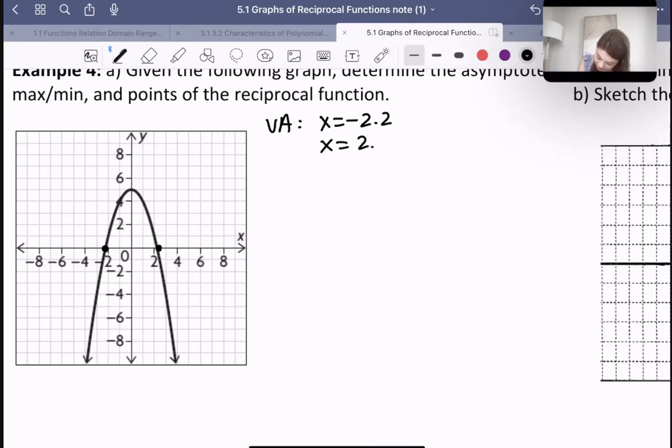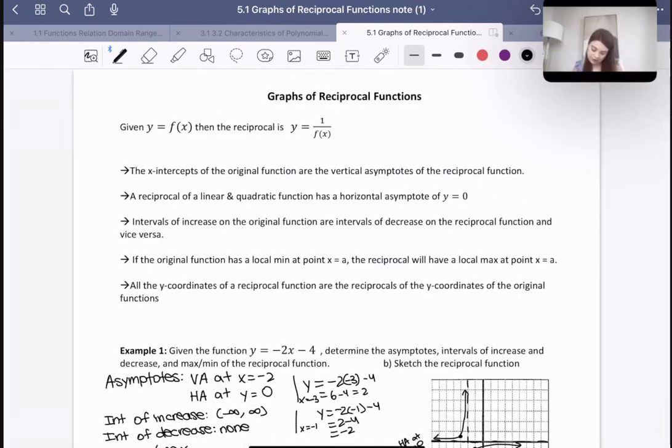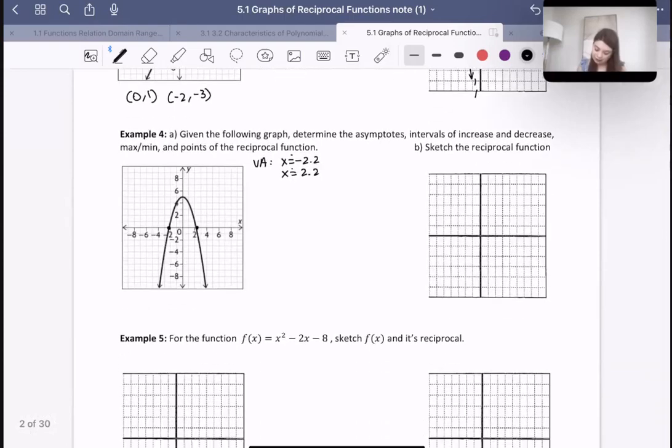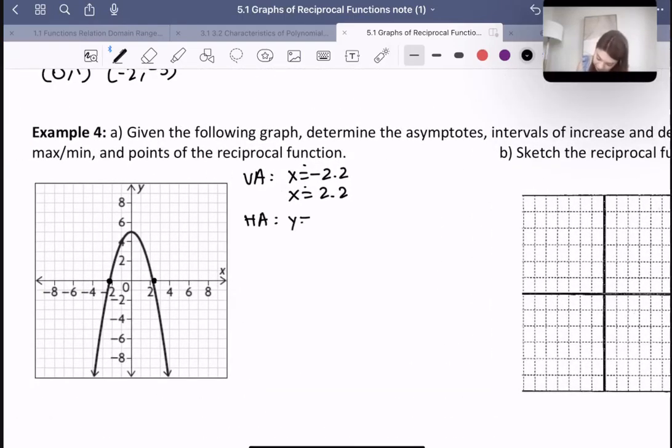My apologies. Okay, so the next point over here says a reciprocal of a linear or quadratic has a horizontal asymptote of 0. Well, clearly this is a quadratic relation, and so I am going to include that y is equal to 0 is going to be our horizontal asymptote. Then our next part says that when we have an interval of increase on our original, that's an interval of decrease on our new function, and vice versa. So what are the intervals of increase versus decrease?